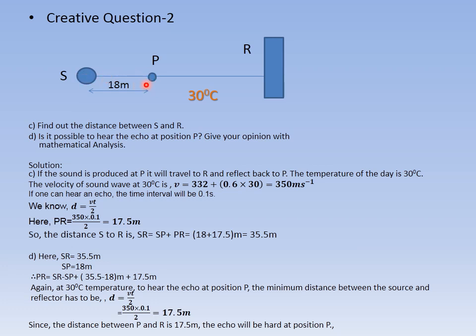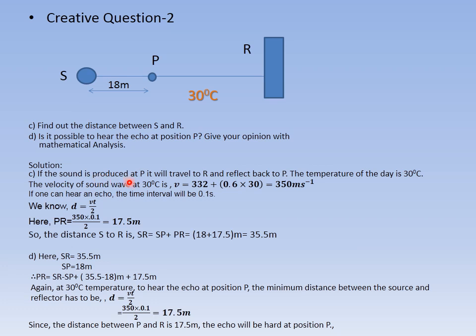The distance between the source and the position of the person is 18 meter, and the temperature of that place is 30 degrees centigrade. This is the stamp for this question. The first question is, find out the distance between S and R. We have to calculate the distance between the source and reflector, but there is only a hint of a temperature, which is 30 degrees centigrade, and a distance of S and P, which is 18 meter. So go with the solution.